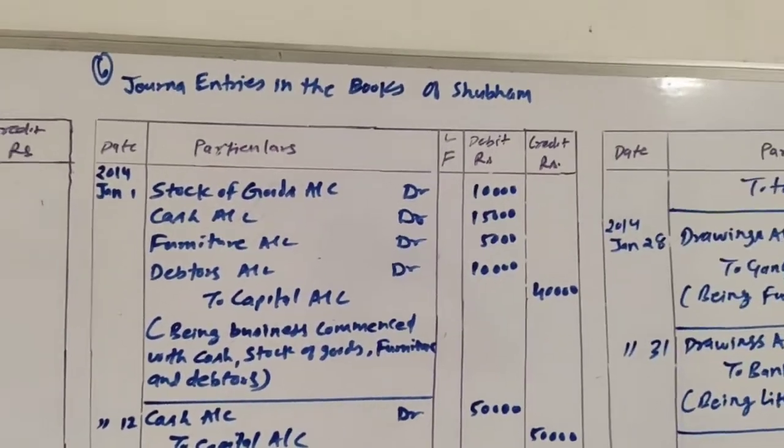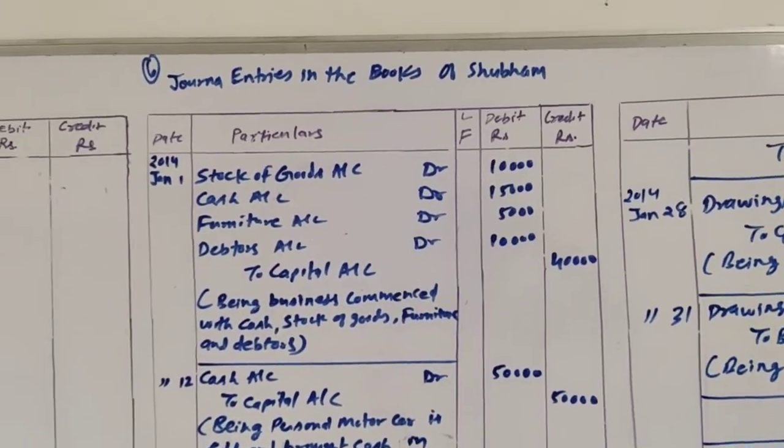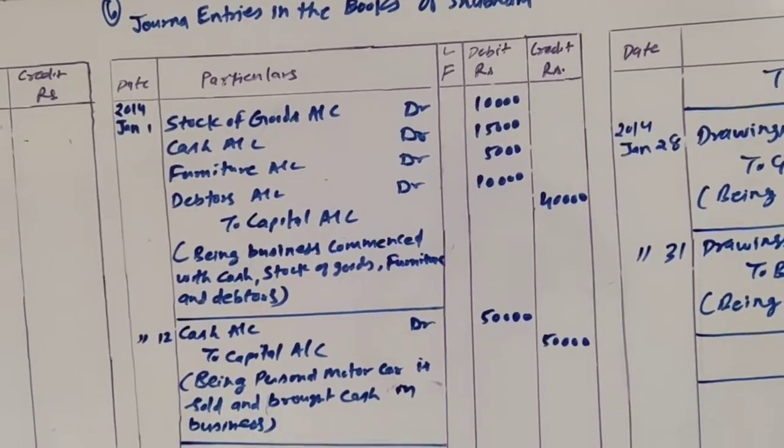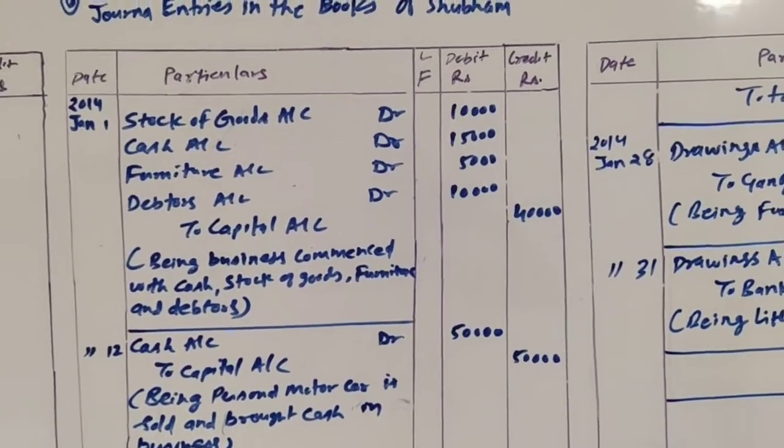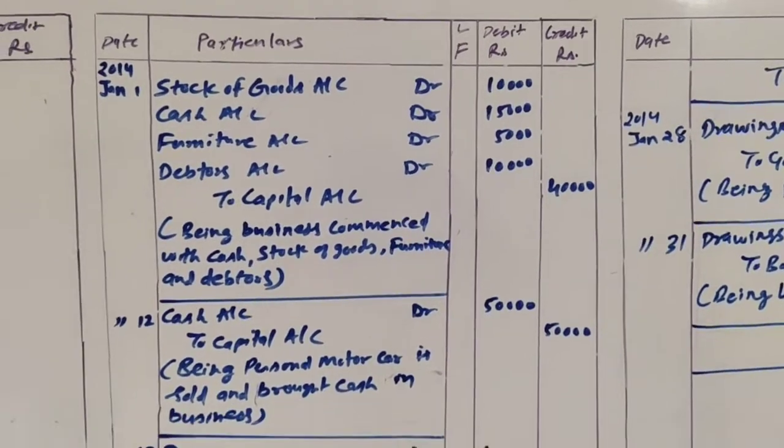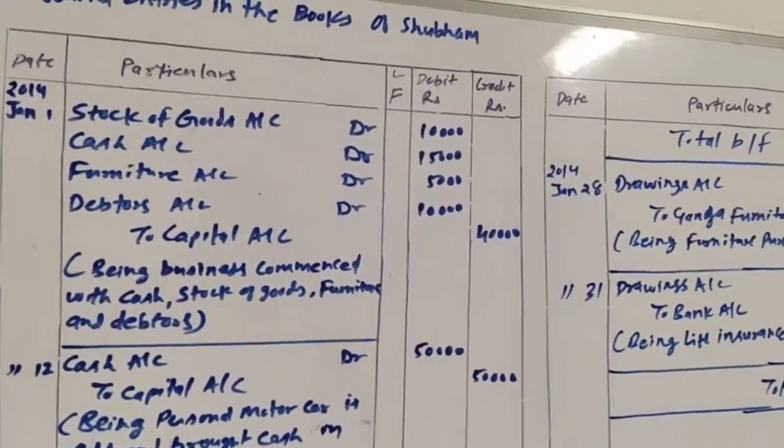Before that you may see the format. This is the format: journal entries in the books of Shubham, and this is the format as we very well know: date, particulars, LF number, debit and credit.